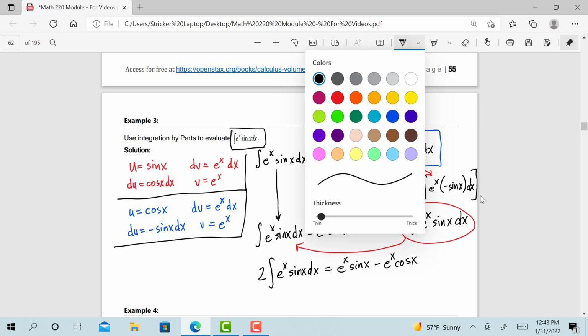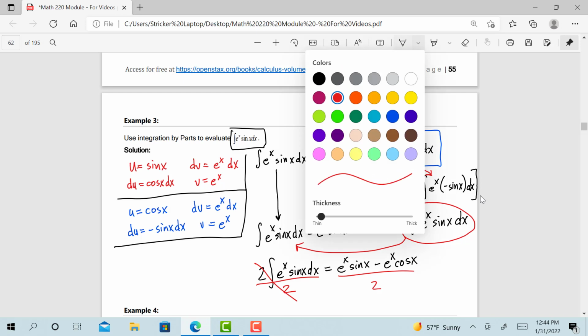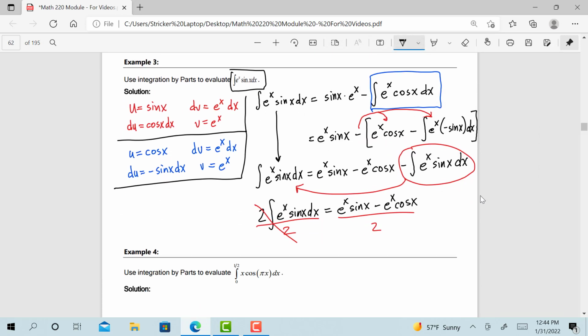Well, it's just a little bit more algebra, right? How do we get rid of the 2? We just divide both sides by 2. Those 2's cancel. And we get our final answer. We get that the integral of e to the x sine x dx is e to the x sine x over 2 minus e to the x cosine x over 2. And then, of course, don't forget, we do have a constant of integration. We can't leave that off, but that is your answer.